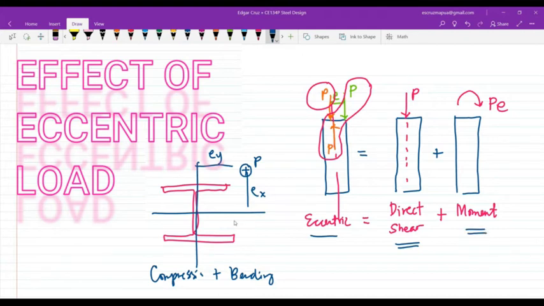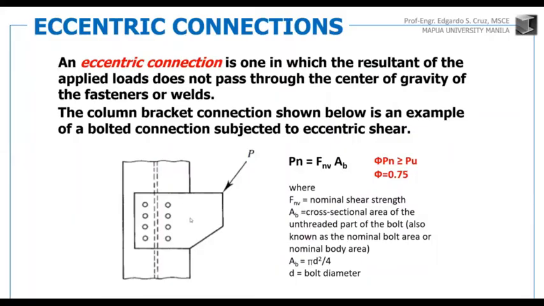Okay, so remember this. Going back to our slide, for this example, this is an eccentric shear. Again, what we are analyzing here is the shear strength of the connectors. Wala tayong pakialam, hindi natin muna concern yung strength ng connecting members, yung steel members. Yung pinaka ini-investigate natin dito are the connectors, the bolts, the rivets, or even the welds. Sila yung iniimbestigahan natin dito.